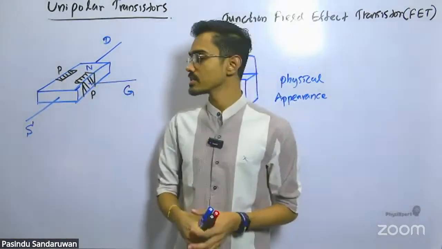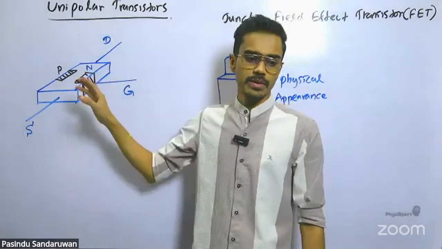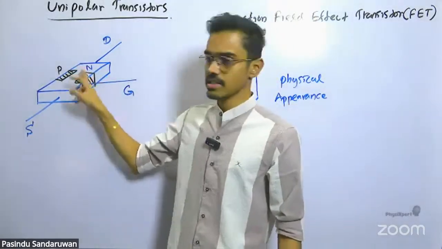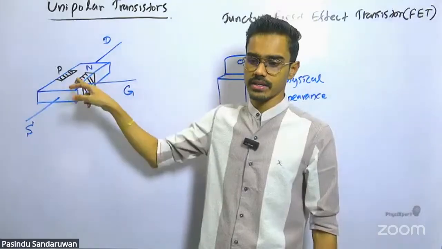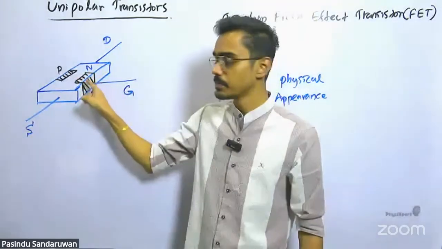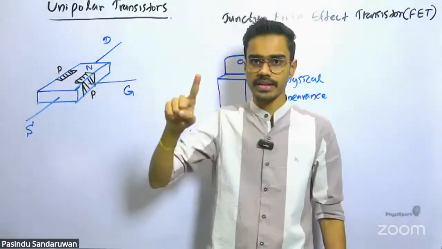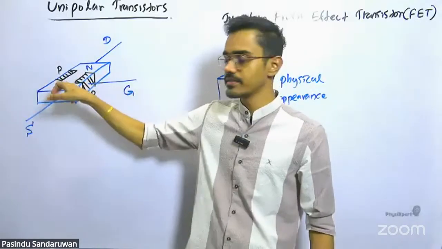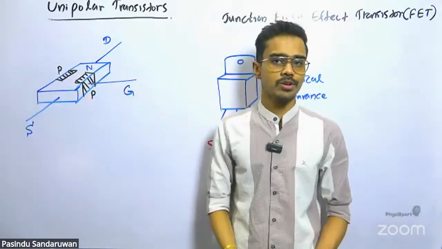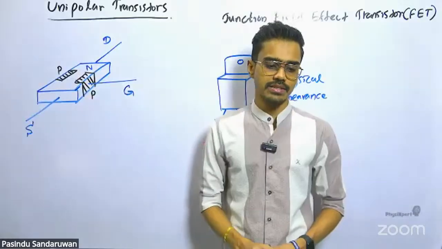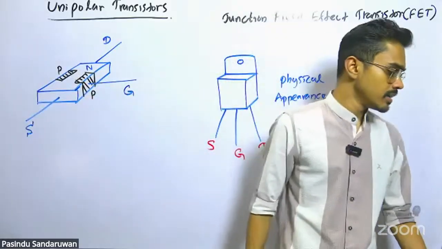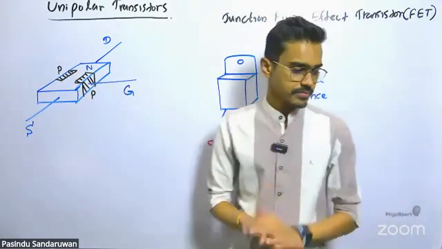Now when I draw the structure, sometimes you might be thinking that this is an N-type semiconductor and this is a P-type. Then between N and P there's one PN junction, and this is also P, so between P and N there's another PN junction. No, that is not how it is. It is like this.